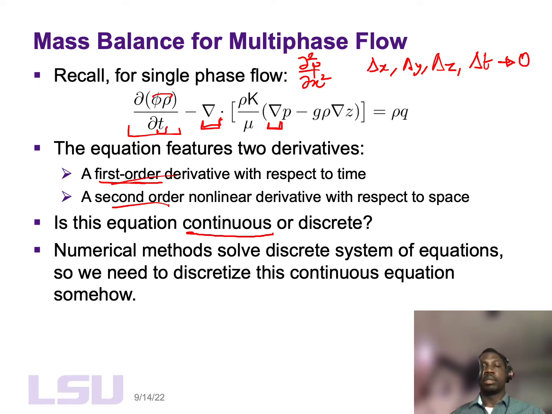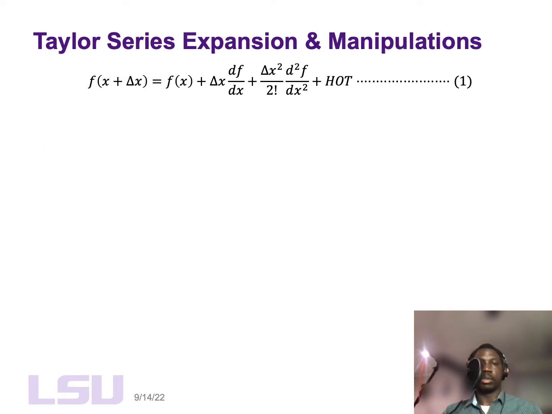The numerical methods typically solve discrete systems of equations. So we actually need to discretize this form of the equation, and then we can solve it. After we are done with the discretization, we will express the equation in matrix form. And that's when we can solve it using linear systems of equations. If the governing equation is nonlinear, then we linearize it using methods like the Newton or Newton-Raphson's method.